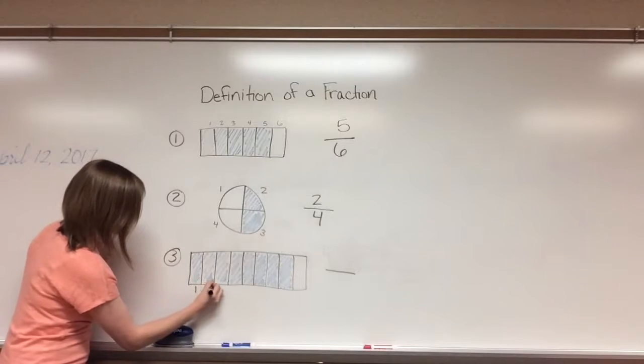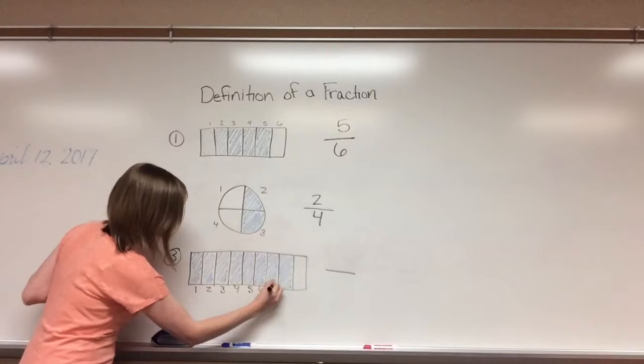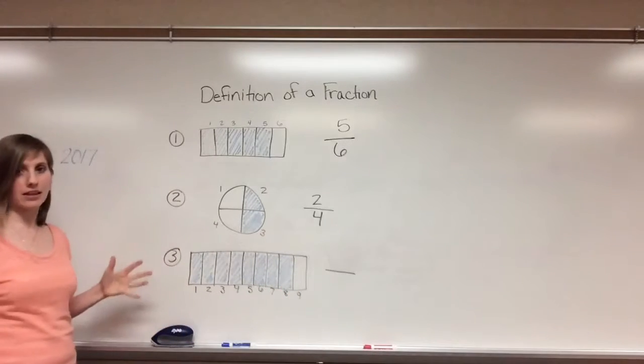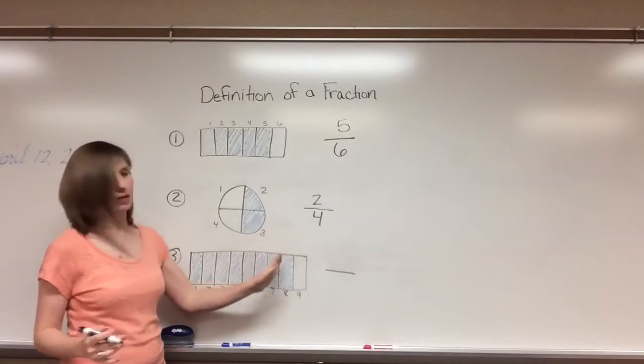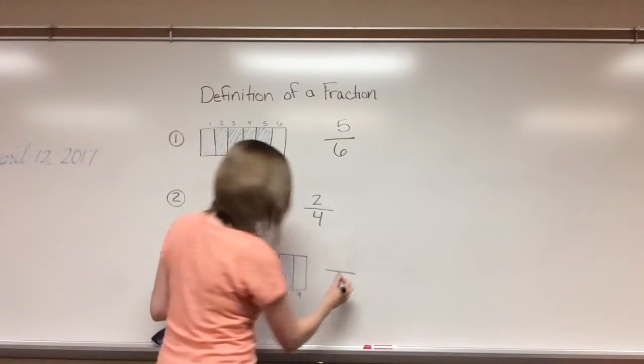We have 1, 2, 3, 4, 5, 6, 7, 8, 9 pieces all together. It would take 9 of these strips to make the whole picture. So my whole amount is 9.